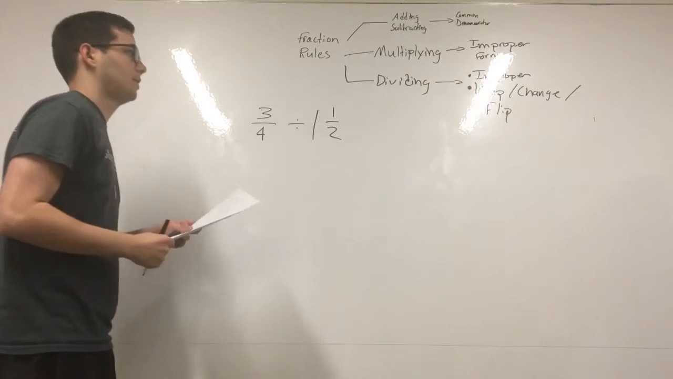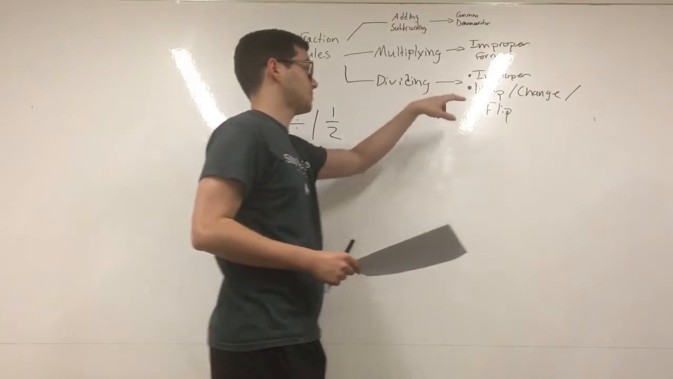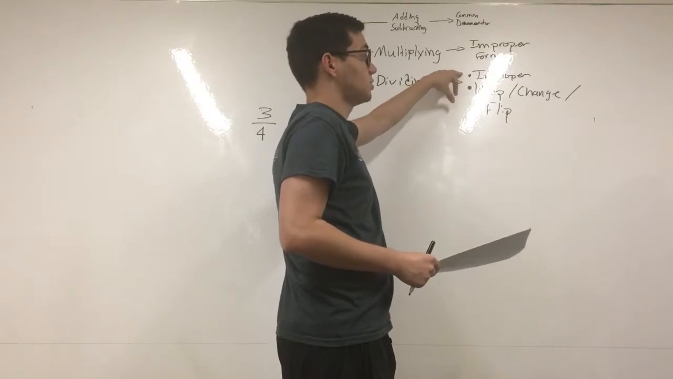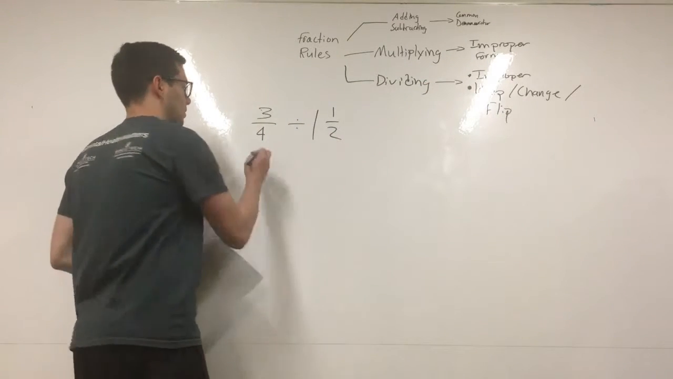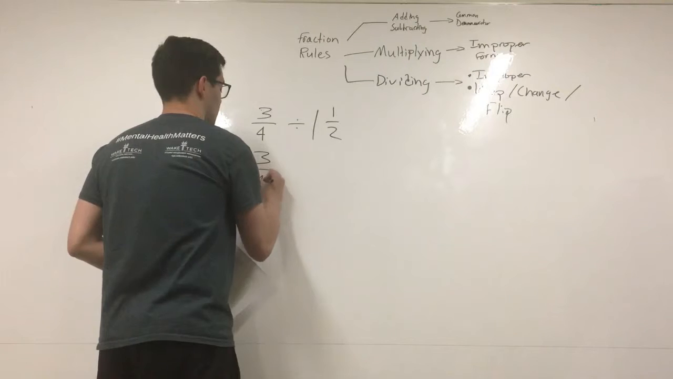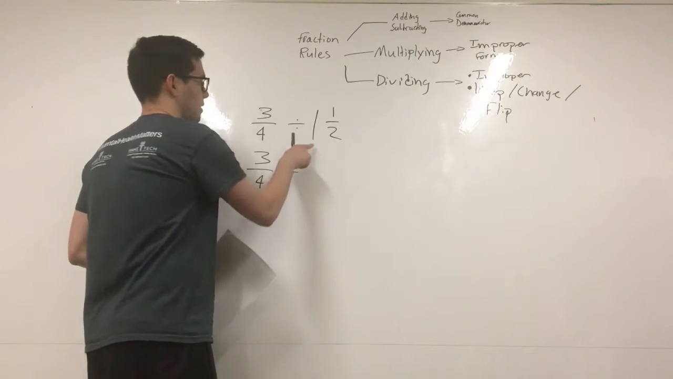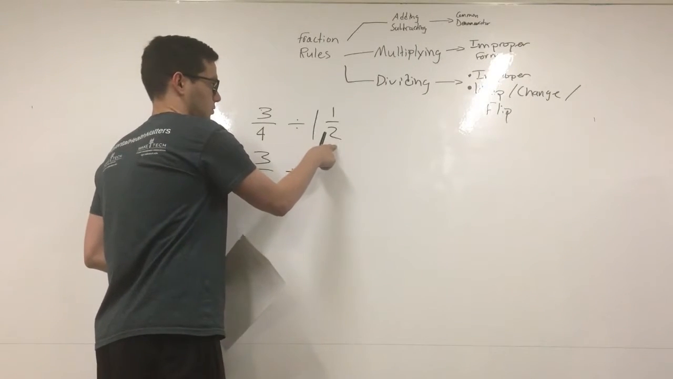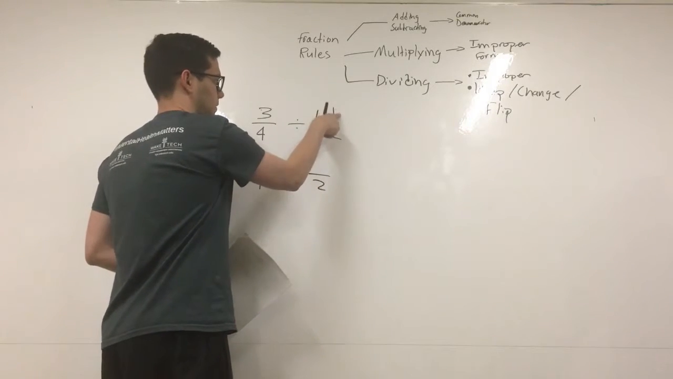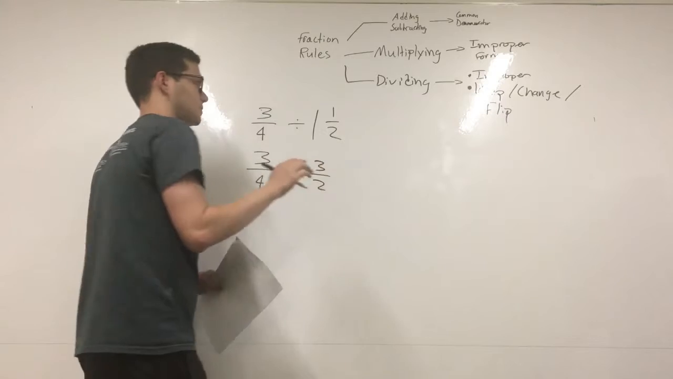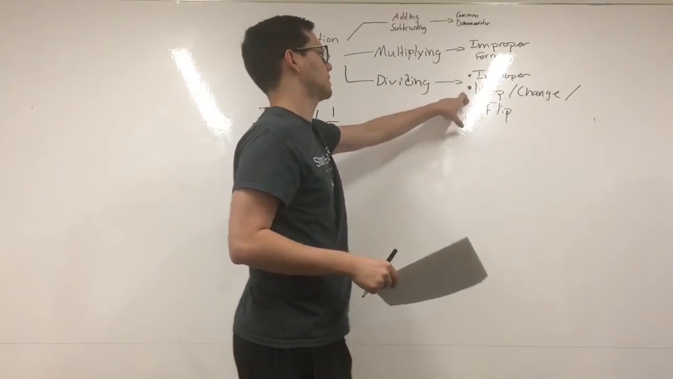Okay, so going by our steps, we change to improper form first. And in this case, yes, we do. We have a mixed number. So 3 over 4 stays the same, divided by 1 times 2 is 2. So right, denominator is the same. 1 times 2 is 2, plus 1 is 3. Okay, so I've done the first step. Move on to the second step.